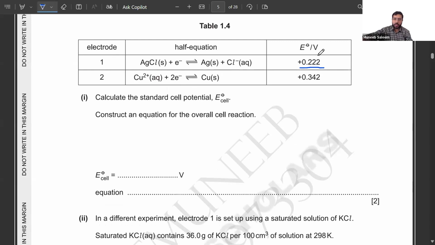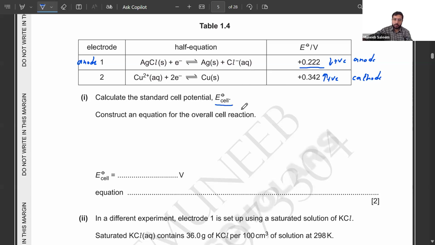The one which has the smaller positive value should become the anode. So this is the anode over here. And the one which has a higher positive value will become the cathode. That's always a rule. So this is the cathode part.